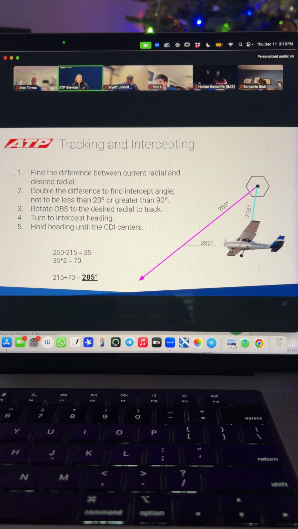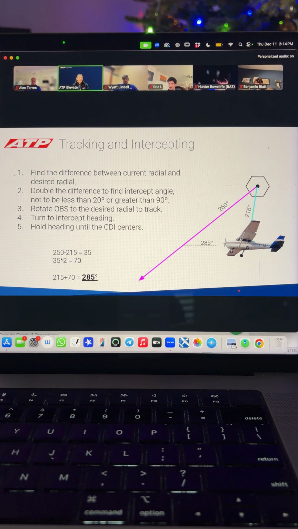Now, tracking and intercepting a course, a lot of students seem to get this a little bit confused. So I'm going to give you an example. If you wanted to track a course of 250, and this is your radio, let's just call it Victor 144, I'm looking something up. So this is Victor 144, and it's on a radial of 250. You take off of runway 21, and as you're climbing out, you're trying to figure out how to re-intercept this course so that you can get on that Victor 144.